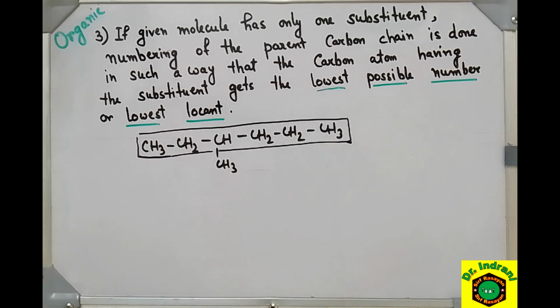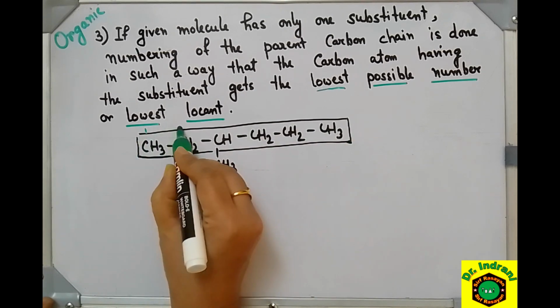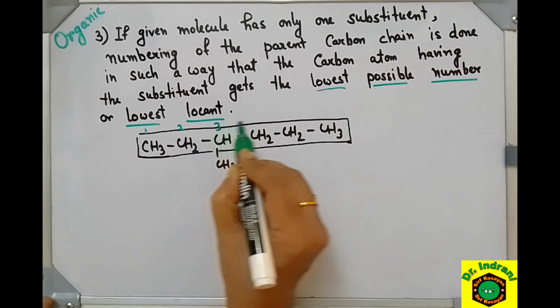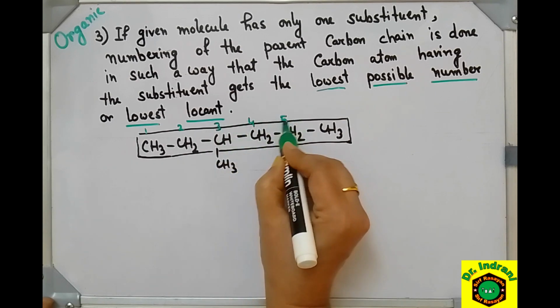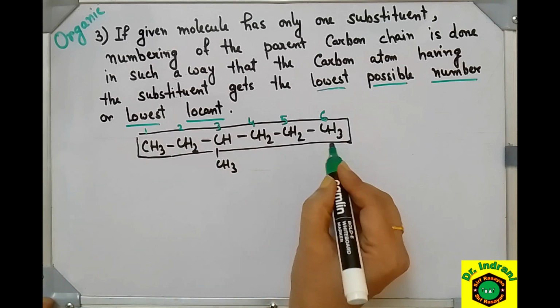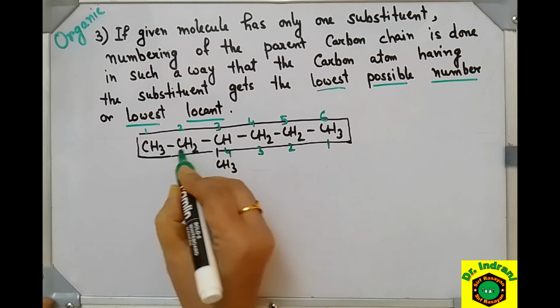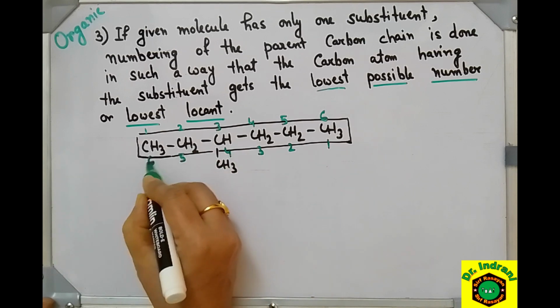Now you have to do numbering. If you are doing numbering from left to right, this carbon atom is 1, this is 2, this carbon is 3, this carbon is 4, this is 5, this is 6. From right to left, if you are doing numbering, this is 1, this is 2, this is 3, this is 4, this is 5, this is 6.